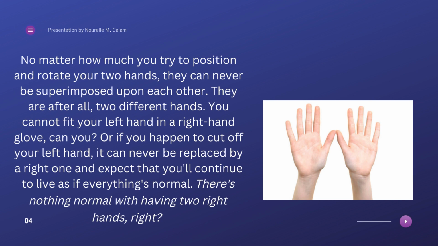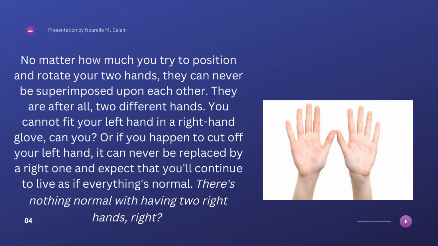You cannot fit your left hand in a right hand glove, can you? Or, say, for example, if you happen to cut off your left hand, it can never be replaced by a right one and expect that you continue to live as if everything's normal, right? So, after all, your left hand is very different to that of your right hand.